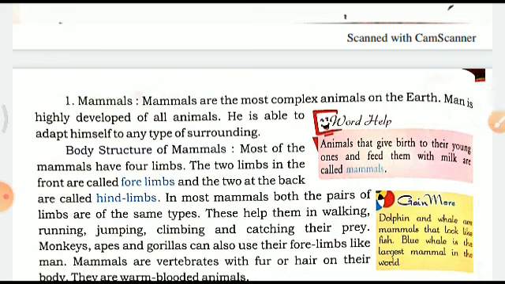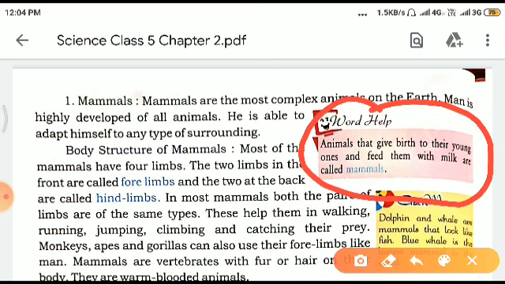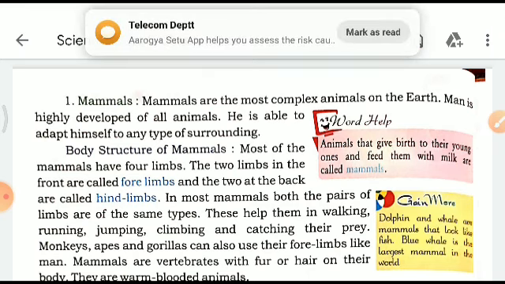Then we moved on to study about mammals, and we found that animals that give birth to their young ones and feed them with milk are called mammals. Now, this is the proper definition of mammals. It's given here, right? So, please learn this definition because it's of great use to you, just like the diagram of tooth which we had studied in fourth. That is still of a lot of use.